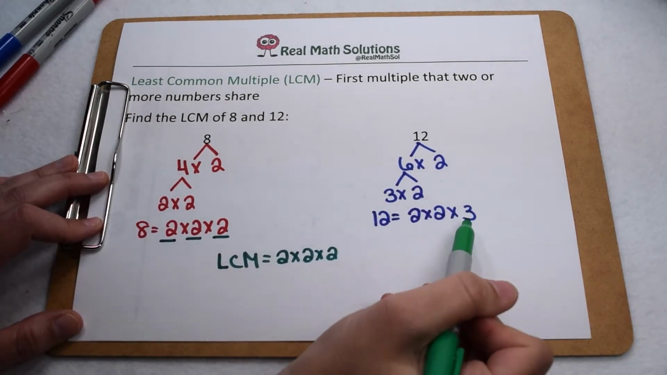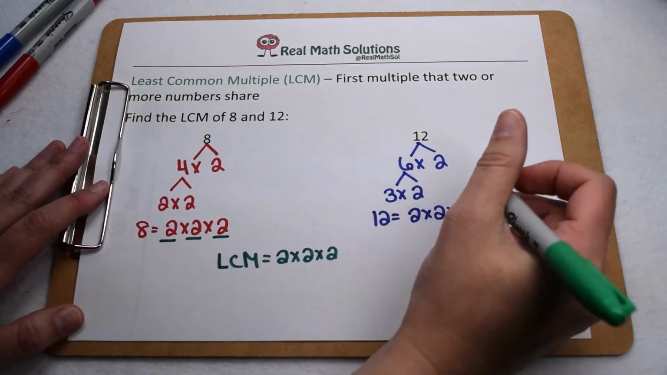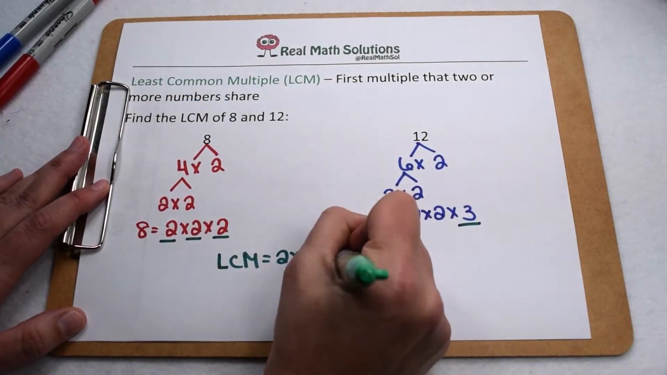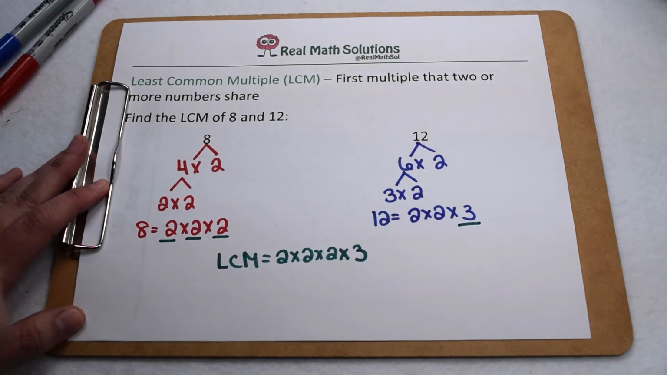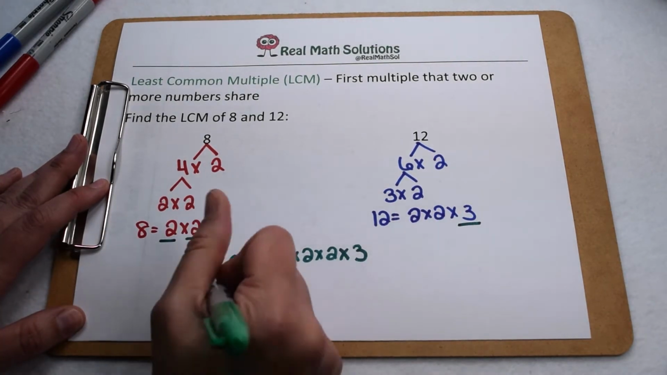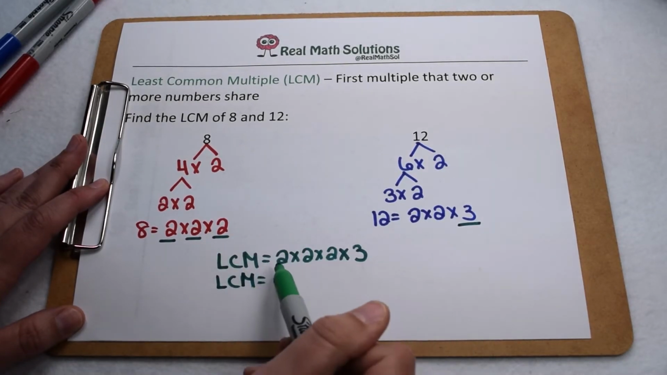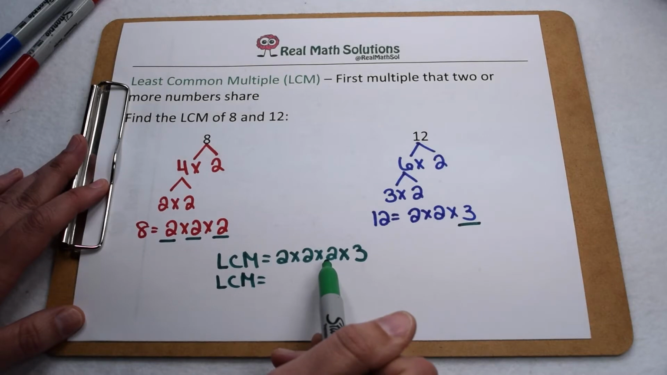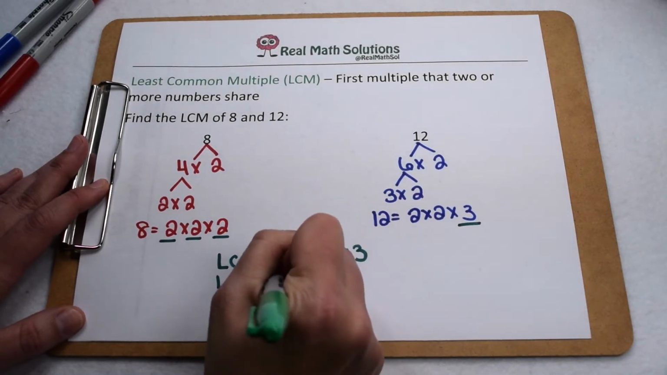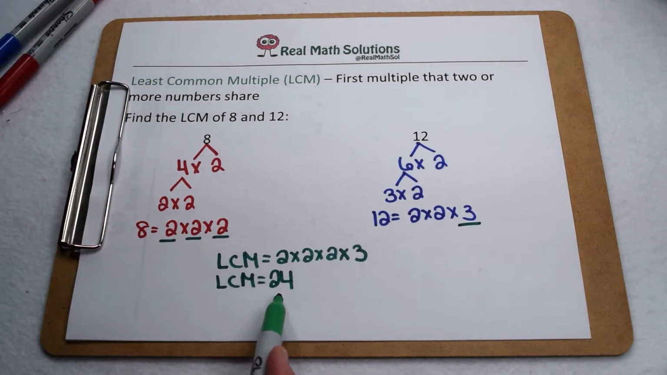Now over here in 12, they have one 3, and 8 has no 3's. So 12 has the most 3's, so we're going to use that 3 from 12. Well, the prime factorizations only use 2's and 3's, so we know we have all the prime factors for our least common multiple now. We can go through and multiply those together. 2 times 2 is 4, 4 times 2 is 8, 8 times 3 is 24. So now we know the least common multiple of 8 and 12 is going to be 24.